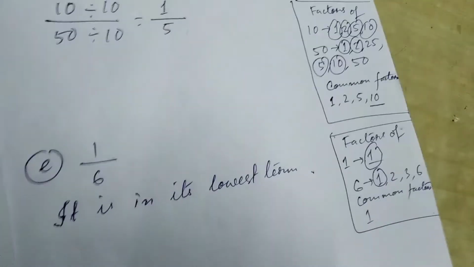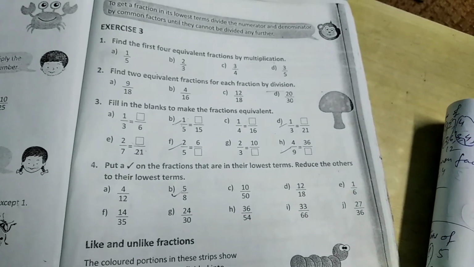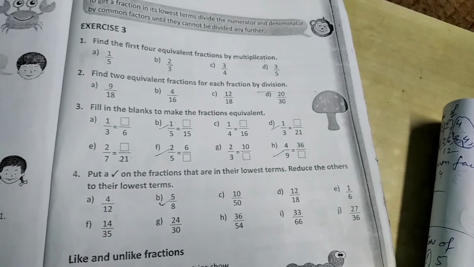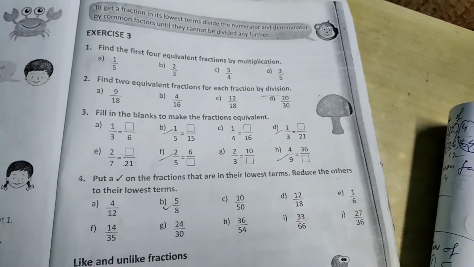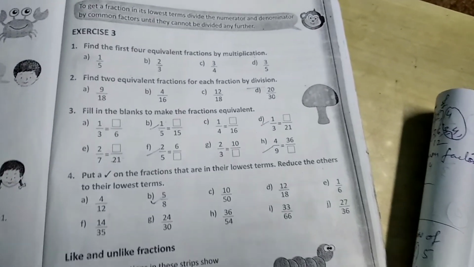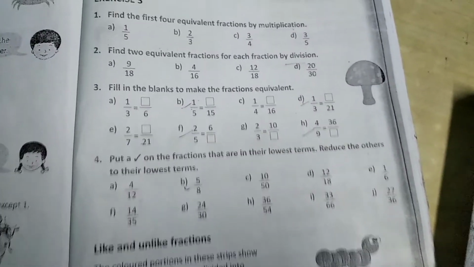So these are the answers. This way you need to do number 4. Those which are not in lowest term, you need to find their lowest term, and those which are in lowest term, you just write in your copy that it is in its lowest term. So this much for today.